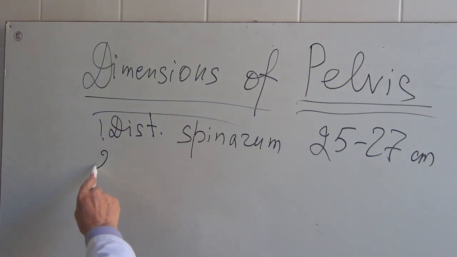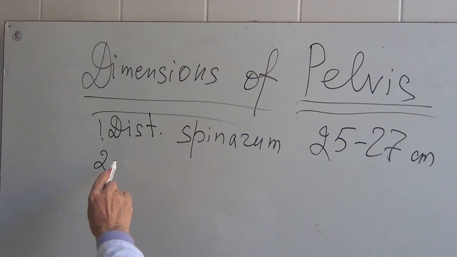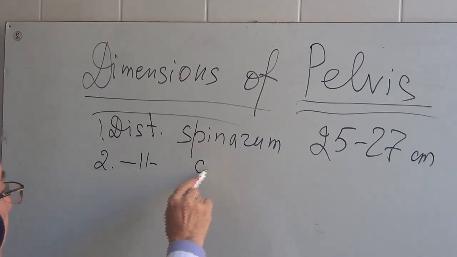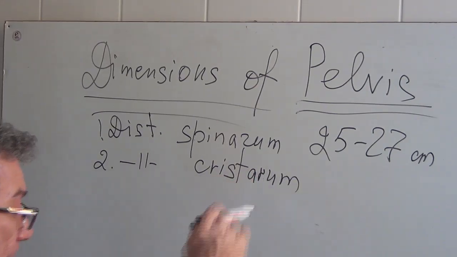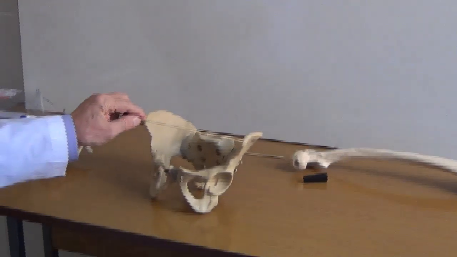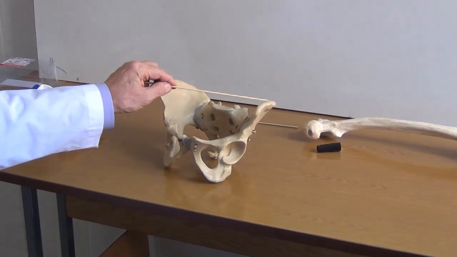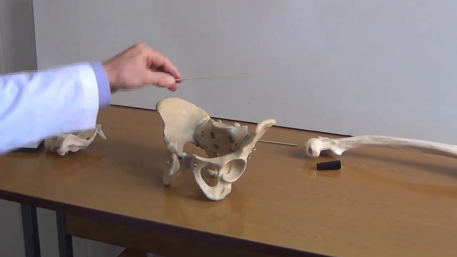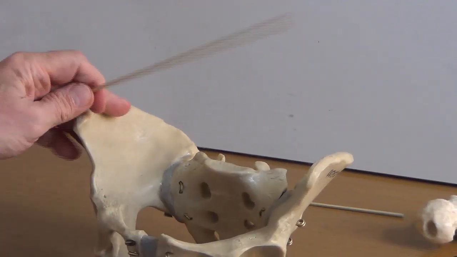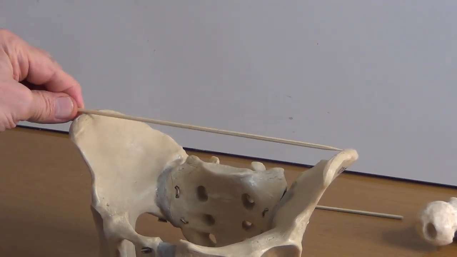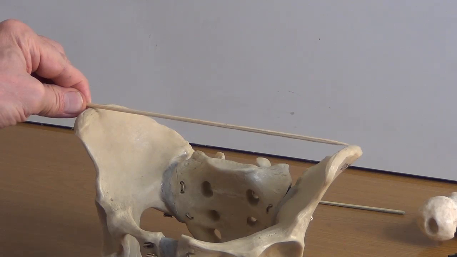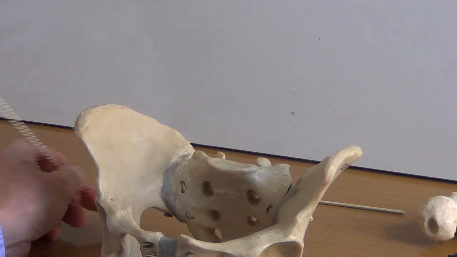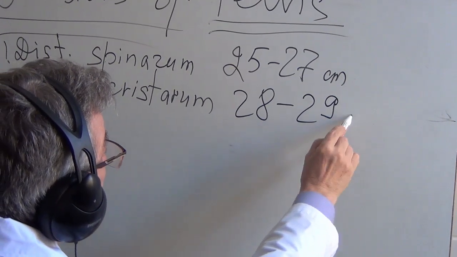Then there is distantia cristarum. This is crista iliaca, and the largest points of crista iliaca form distantia cristarum, which could be in norm 28-29 centimeters.